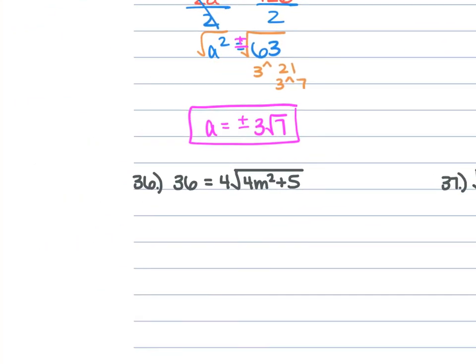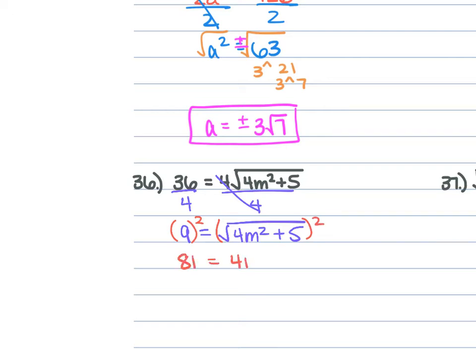For 36, we have 36 is equal to 4 times the square root of 4m squared plus 5. So again, we're going to isolate that radical by dividing each side by 4. So this is leaving us with 9 is equal to the square root of 4m squared plus 5. We then square both sides since our radical is isolated to give ourselves 81 is equal to 4m squared plus 5.